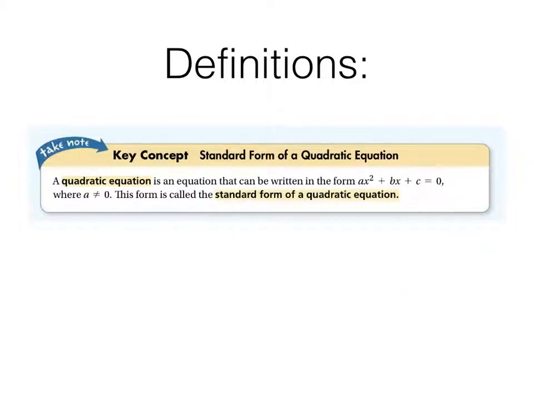First of all, what's a quadratic equation? Well, we saw a quadratic function was where we have ax squared plus bx plus c equals y, or equals f of x. In a quadratic equation, the other side of the equation is a 0.